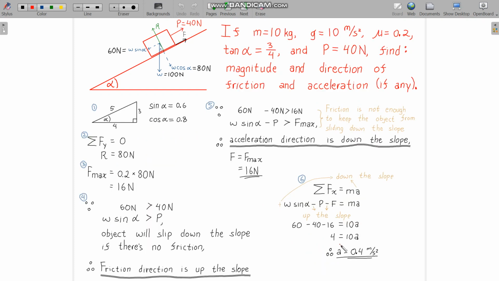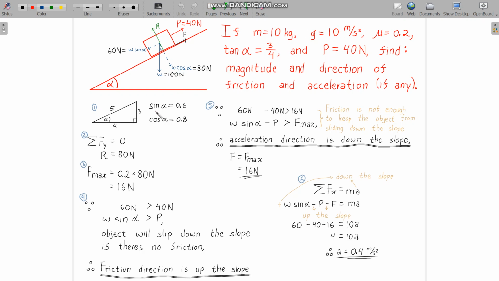And here we have the mass and so on. First of all, you need to be able to draw the FBD. Let's say in the question you only get the red parts of the diagram here, so you have to draw the rest. You have to know that the weight is vertically downwards, and you can split components like this. We have W cos and W sin, W is 100 because of 10 times 10, and so on.